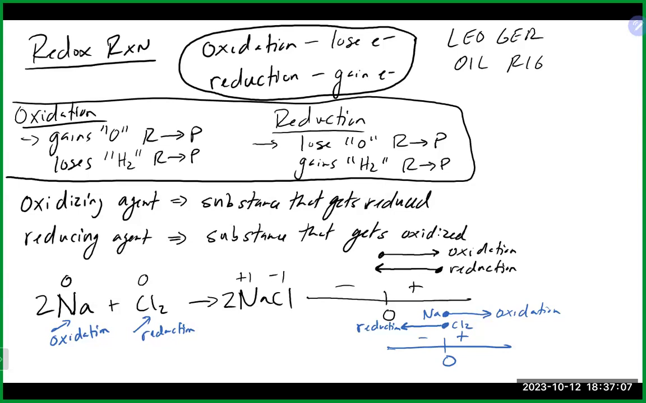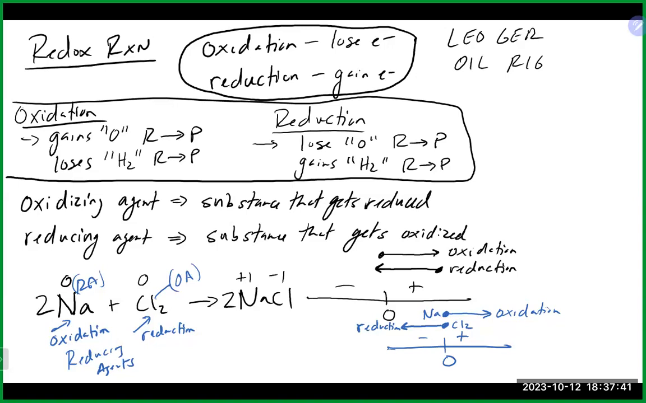Question on that there. That would mean in this particular example, which one is the reducing agent? The reducing agent is the substance that is being oxidized. So this guy here would be our reducing agent as it is being oxidized. And our oxidizing agent in this case would be the chlorine, right? As it is the substance that is being reduced.